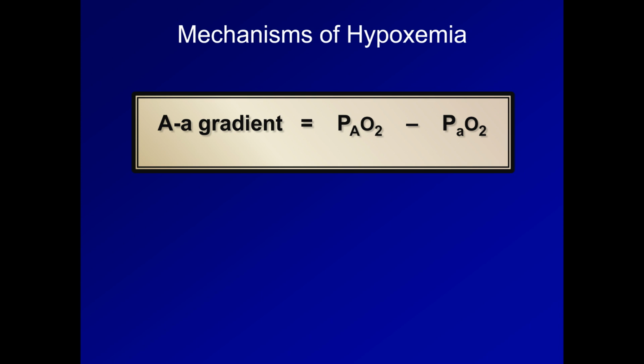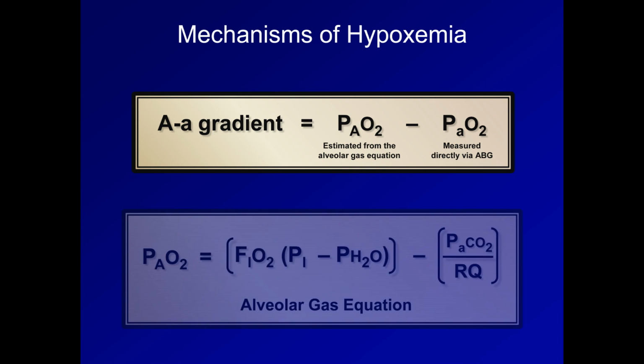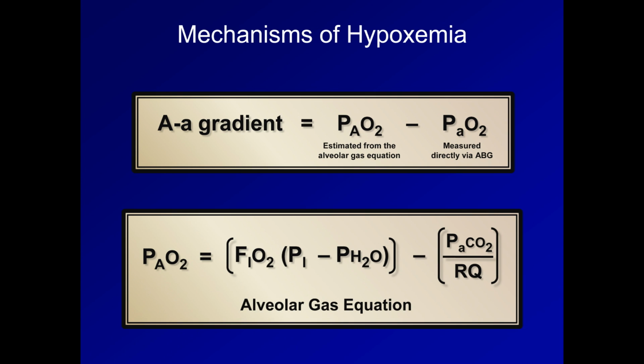The P big A O2 is estimated from the alveolar gas equation, and the P little a O2 is directly measured from the ABG. And here is the alveolar gas equation. To remind you, FiO2 is the fractional concentration of oxygen in inspired air, Pi is the total pressure of inspired air, pH2O is the partial pressure of water vapor, P little a CO2 is the partial pressure of carbon dioxide in arterial blood, and RQ is the respiratory quotient, which is determined by our metabolism.